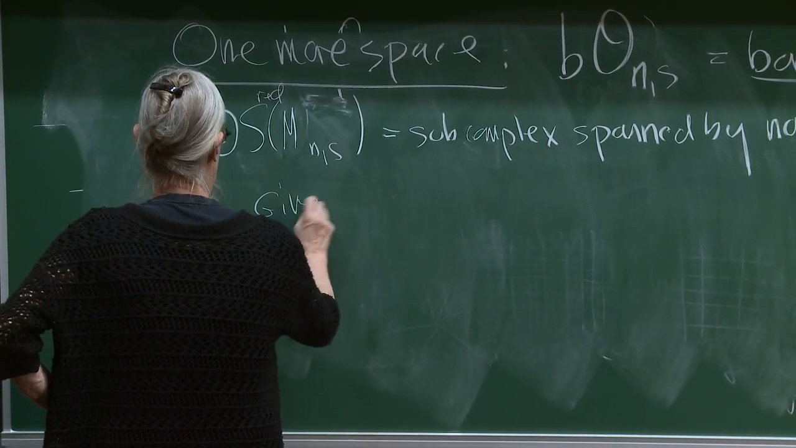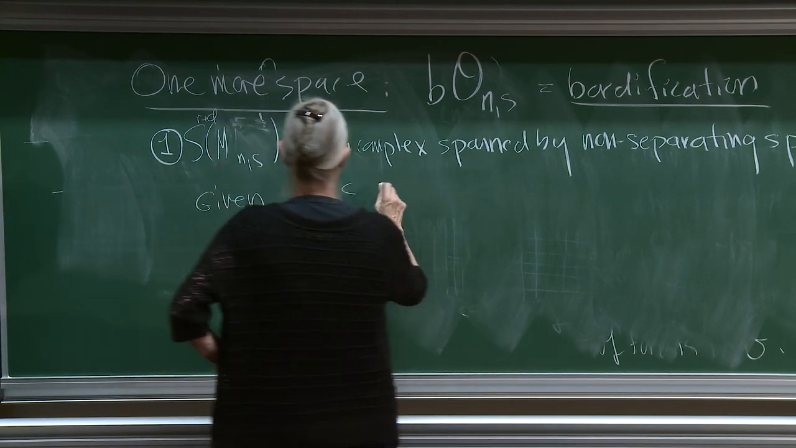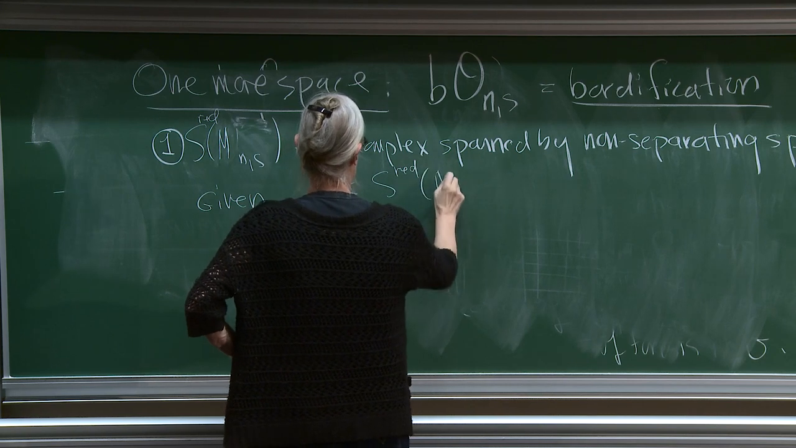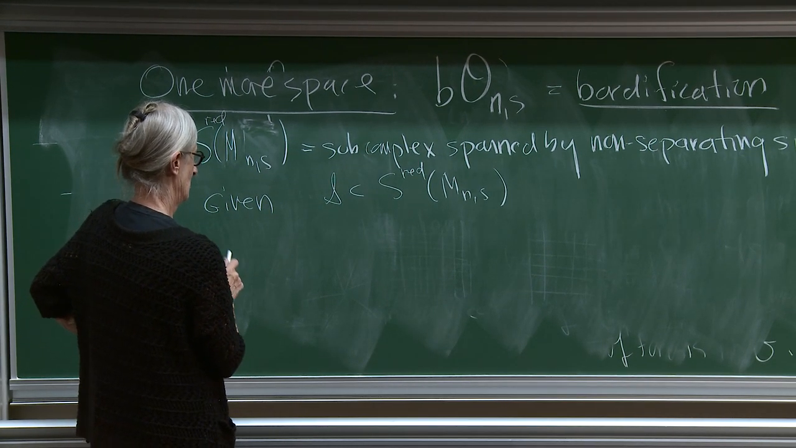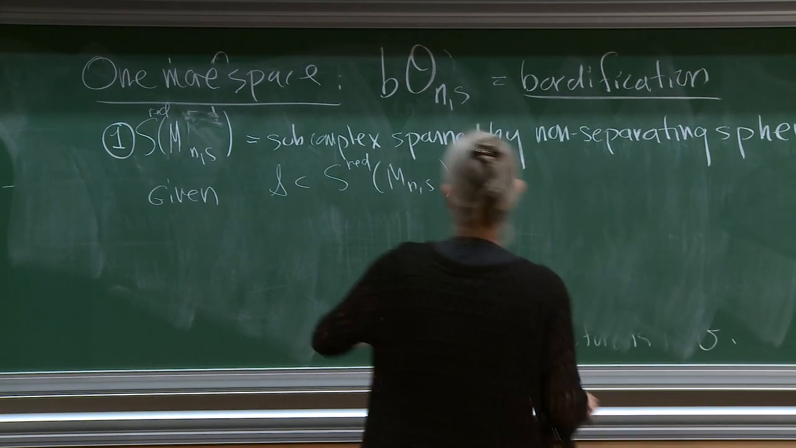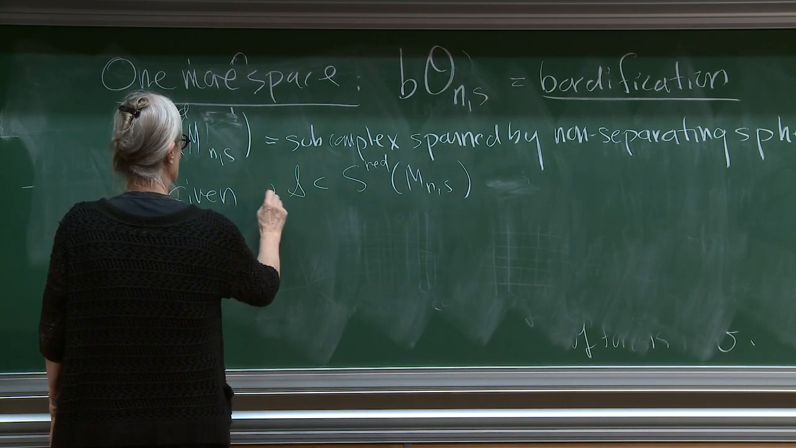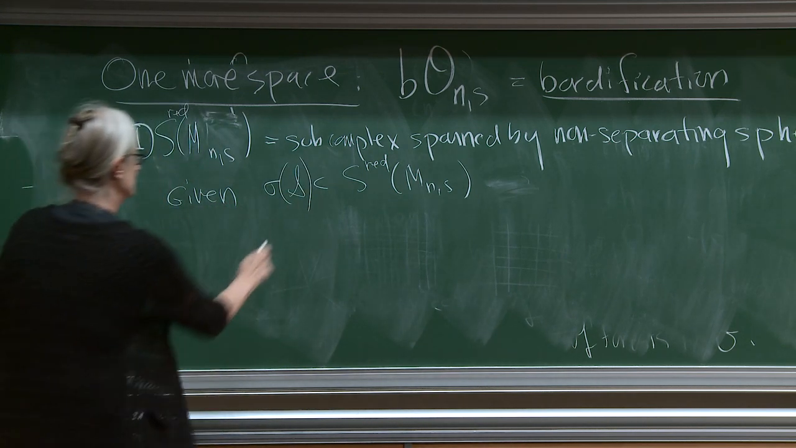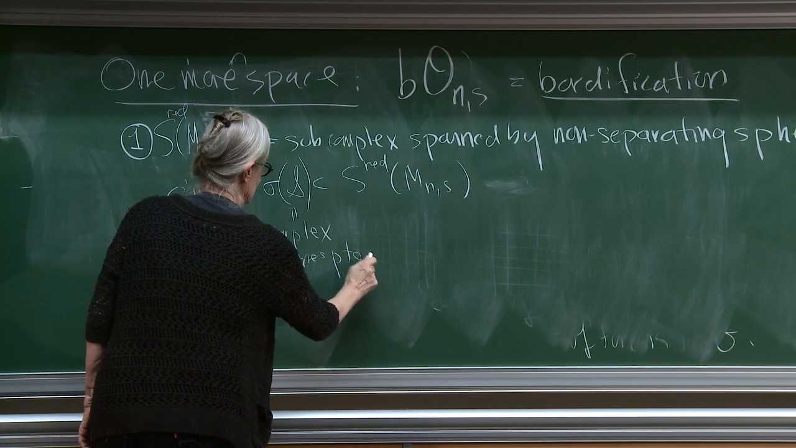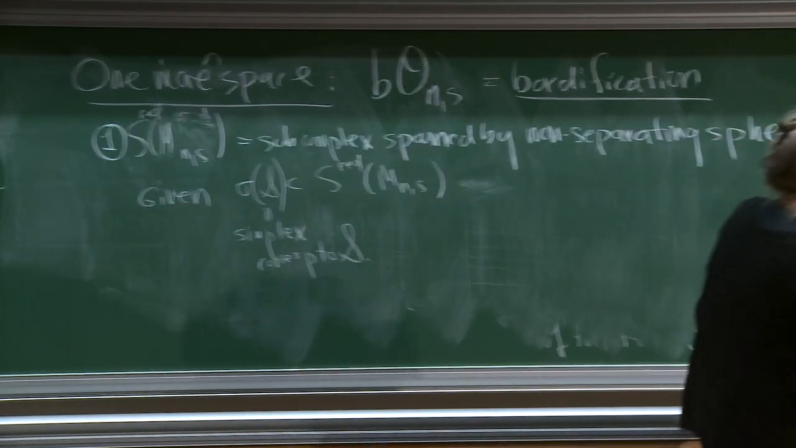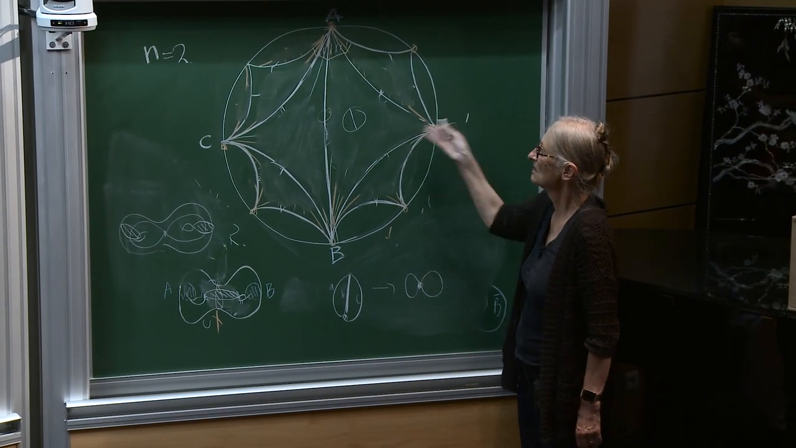So given a graph, a marked graph or a sphere system, S contained in S reduced, this corresponds to a simplex. So S is a sphere system. It gives me a whole simplex sigma of S. So for instance here, I've got three spheres. That's a sphere system. That's a two simplex.